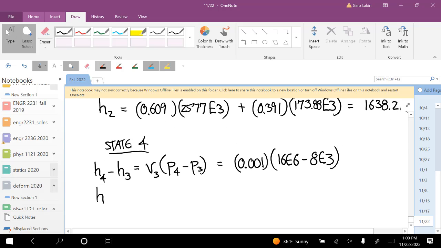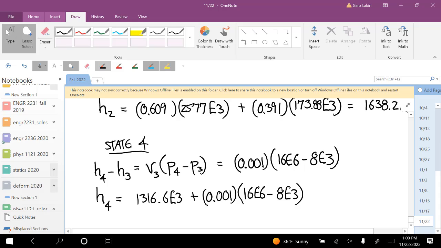And so H4 is equal to H3 plus 1316.6 times 10 to the third plus 0.001 times the quantity 16 times 10 to the sixth minus 8 times 10 to the third. And what do you get for that? I'll make sure I wrote that all correctly. Wait, that's for state 4? Yeah. I might have done that wrong.